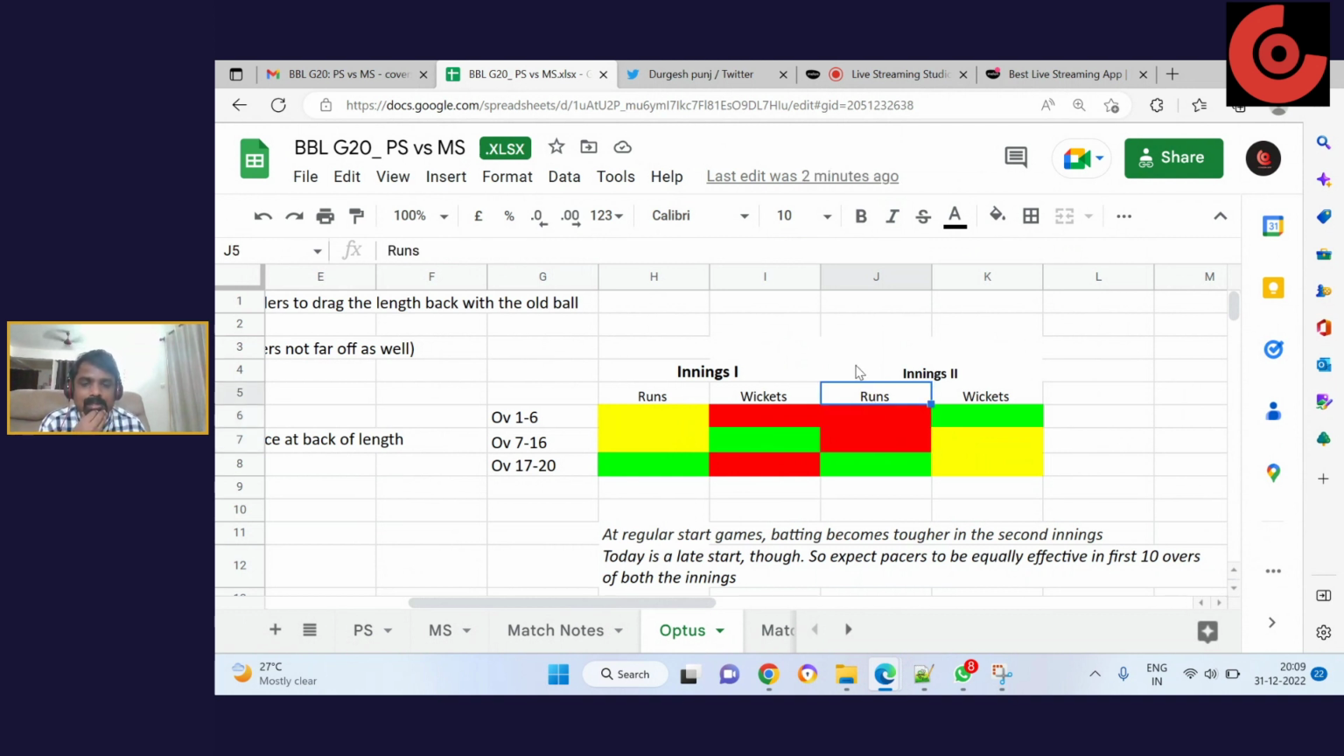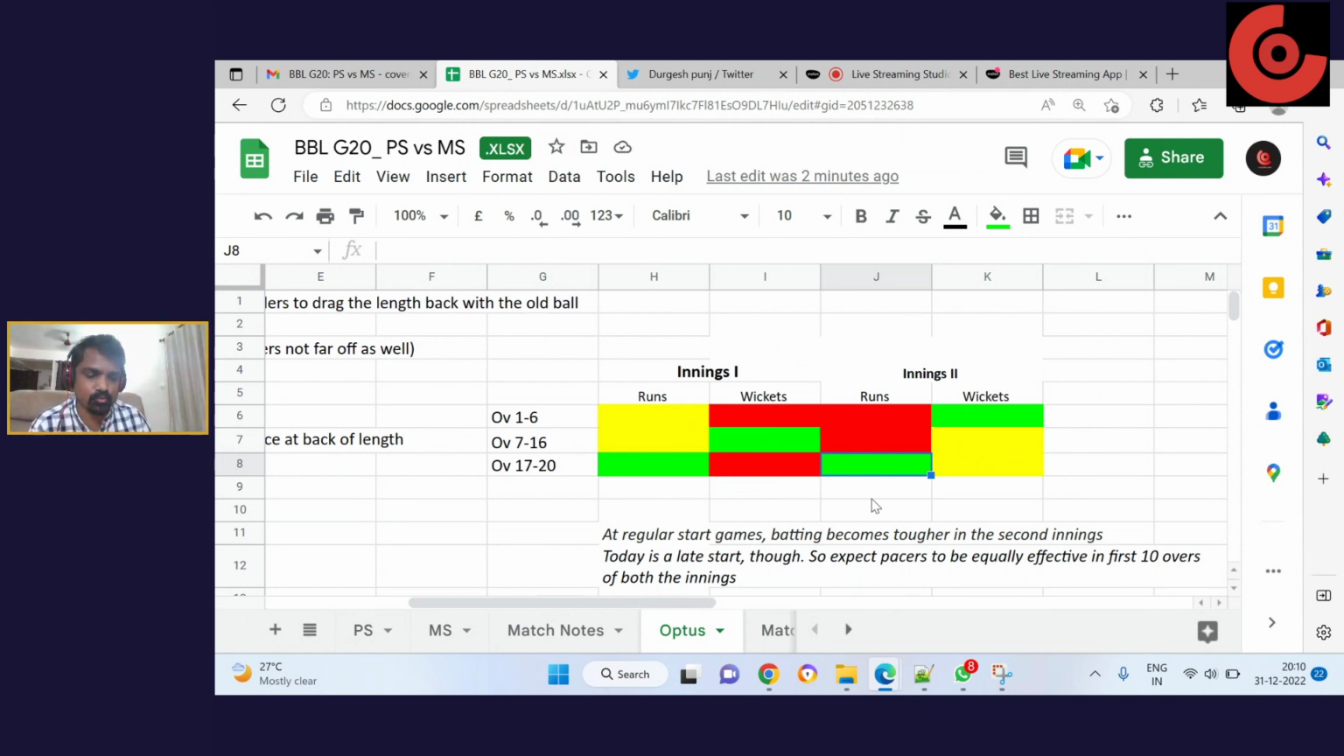So, for example, in innings two of Perth Scorchers for a match that happens at Optus, run scoring will be difficult in the first two sessions. That's why it has been marked as red. And usually at Optus, this is what happens. If you get through the first 10 overs, there is a lot of runs on offer. And that's how you can see it here and here as well. Run scoring is marked as green. So you can expect a lot of runs.